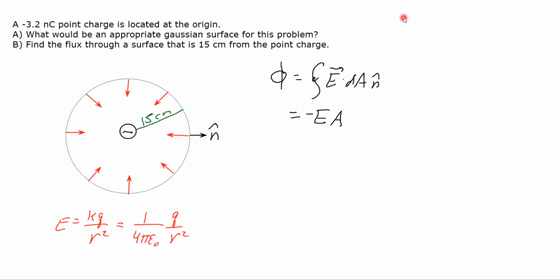All right. What about area? What area are we using? Well, we're looking at the area of a sphere. So area of a sphere is 4 pi r squared. Okay. So let's plug this in. I get negative.